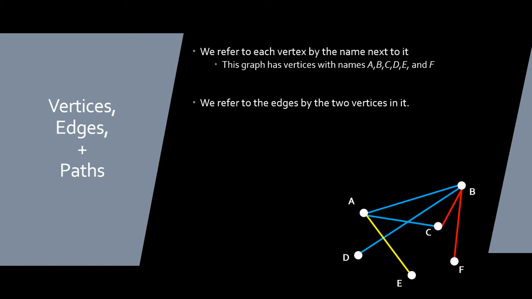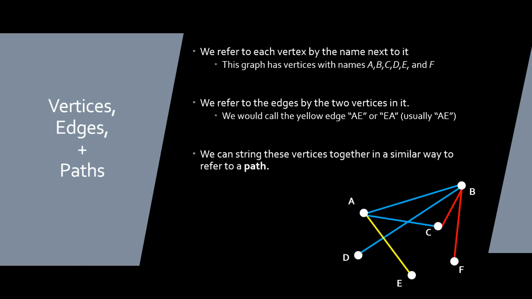We refer to the edges by the two vertices in it. Technically, it implies direction. So AE means it starts at A and ends at E, and EA means it starts at E and ends at A. But since in this case the direction doesn't matter, there's nothing to indicate that it would, we just say AE usually, but that's the yellow edge.